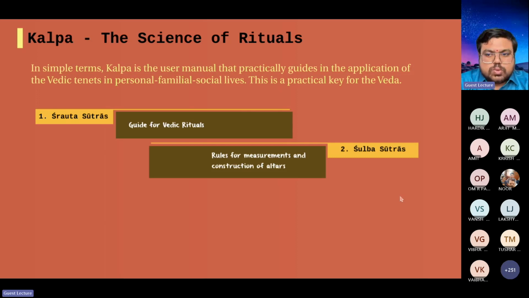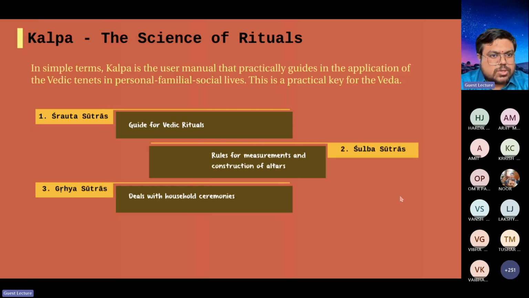Then you have Shulba Sutras. These are the rules for measurements and construction of the altar. It is in Shulba Sutras that you find the Pythagoras theorem, the other theorems on circles and measures, triangles and measures, and whatnot. In our future lectures, I'll be dedicating some sections to the mathematics and sciences in the Vedas. That is when we'll be touching upon these topics.